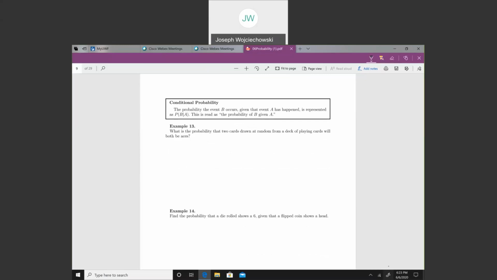What is the probability that two cards drawn at random from a deck of playing cards will both be aces? So we have the probability the first card is an ace, and the probability the second card is an ace, given the first card is an ace. So the probability the first card is an ace, there's 4 aces out of 52 cards. Probability the second card is an ace, given the first card is an ace. Well, we now only have 3 aces, and we only have 51 cards.